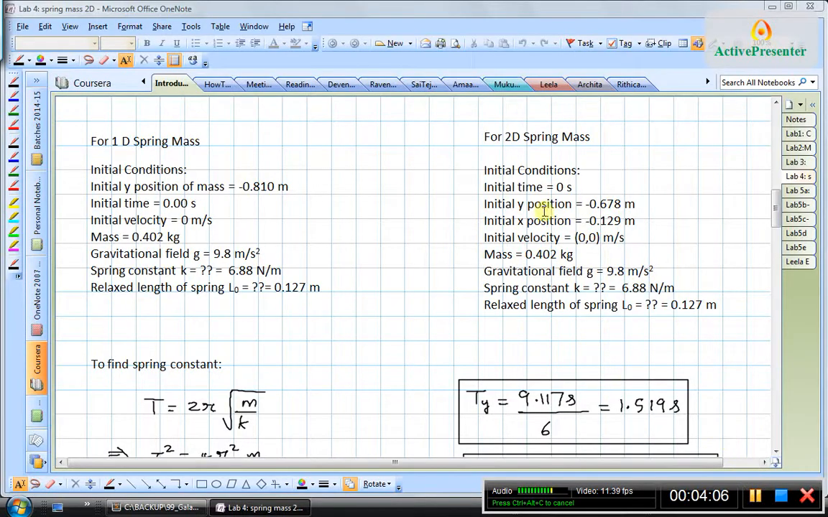Now let me explain the initial conditions which I used to make my modeling. So the initial time is 0, and the x and y coordinates are obtained from the Tracker data, and the initial velocity is taken to be 0 because it is released from rest. And the spring constant and relaxed length, that is the natural length of the spring, are calculated from the Tracker data as follows.